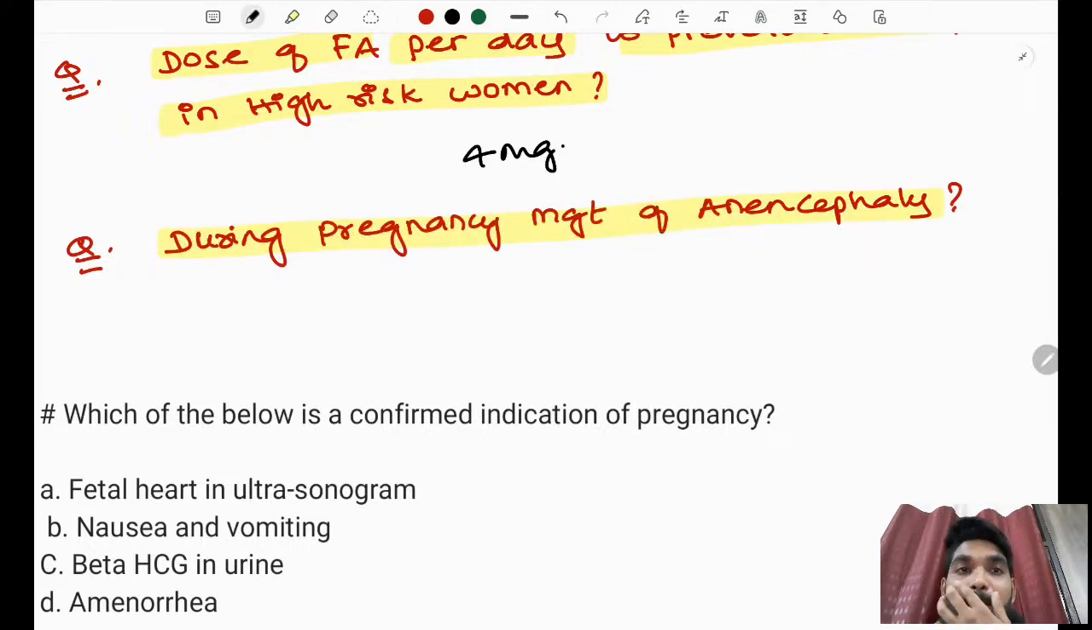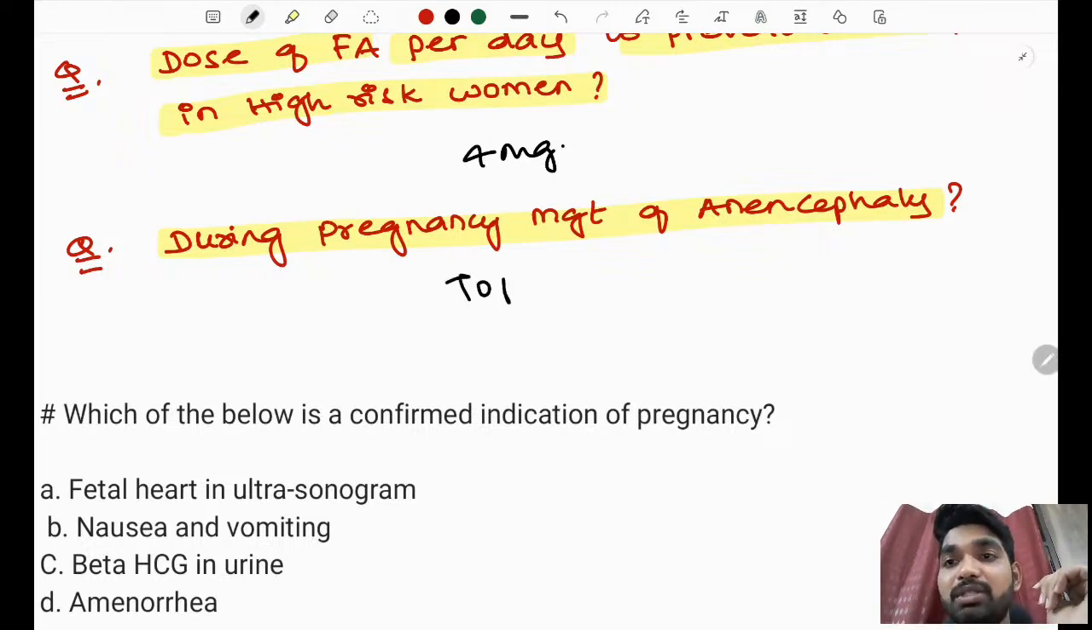How do you manage? As you said, TIFA scanning has been done by the radiologist, and the radiologist has given the impression that the baby has anencephaly. Now, what will be the management? See, folic acid is always prevention. Now yes, MTP, excellent. Immediate termination of pregnancy needs to be done, and there is no upper limit at all.